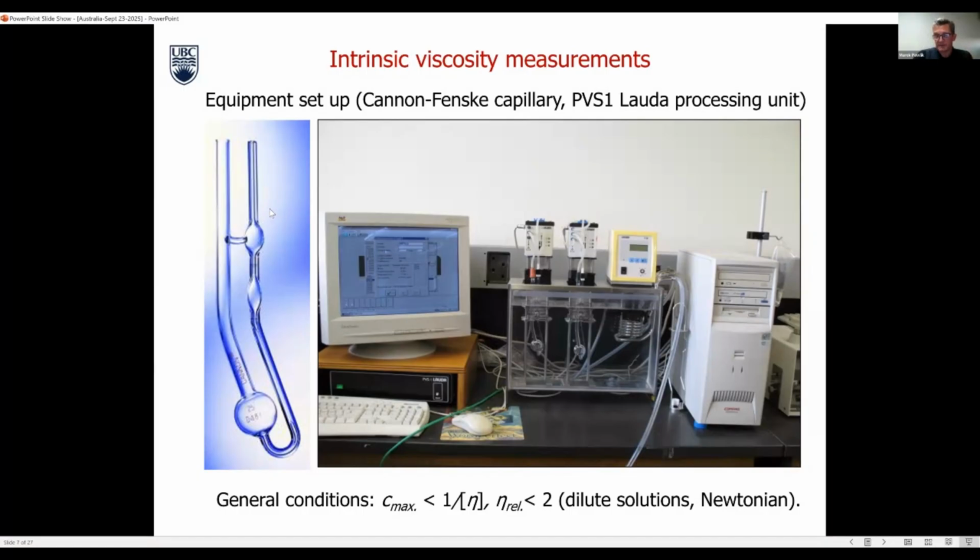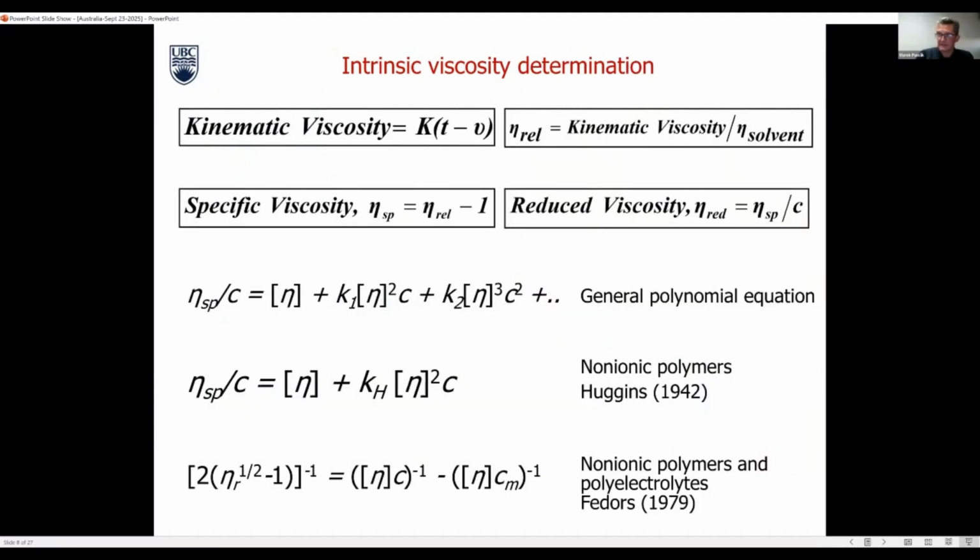You have to perform this measurement for a number of concentrations, and then you can start plotting data as a function of polymer concentration. So the raw results are in the form of kinematic viscosity. The capital K is a capillary constant that allows you to recalculate the flow time to viscosity. That letter V is a correction for gravity, which is typically 0 for a flow time on the order of 60 to maybe 100 seconds, which is typically what we aim for.